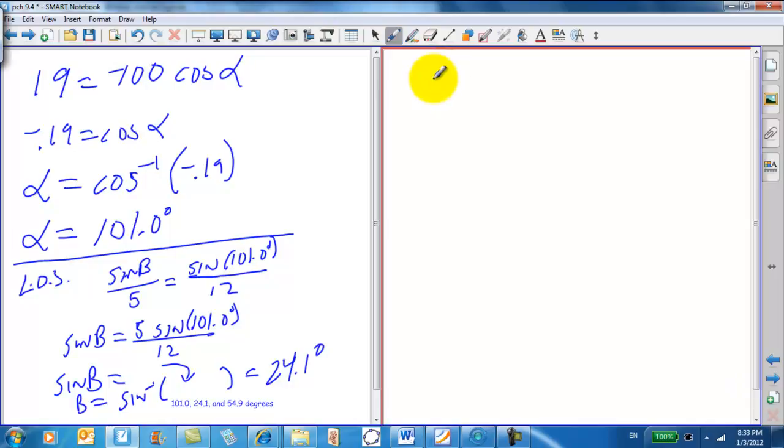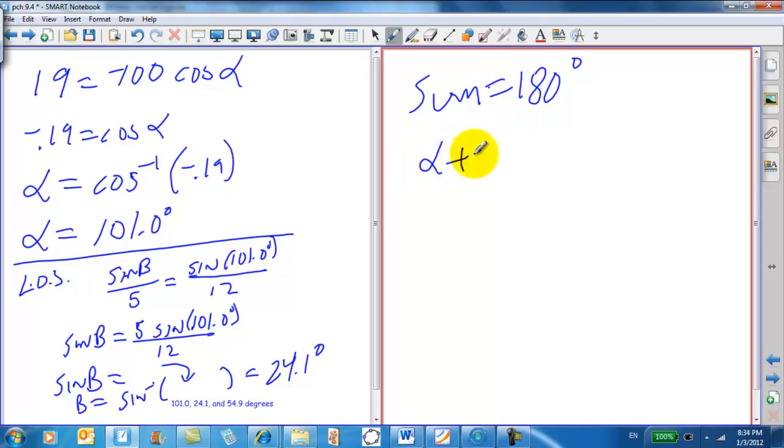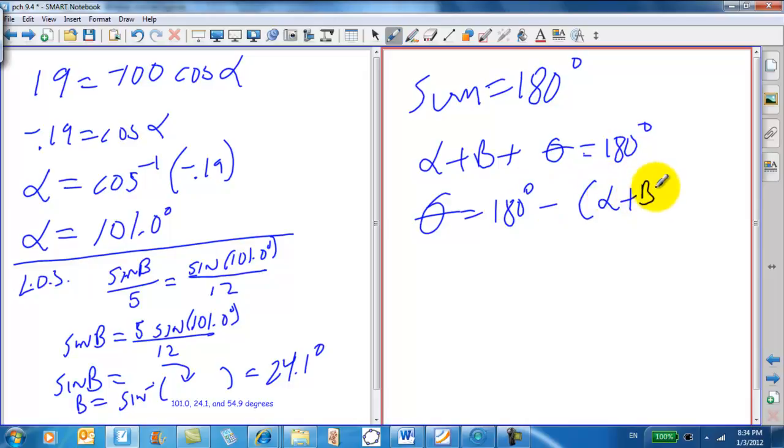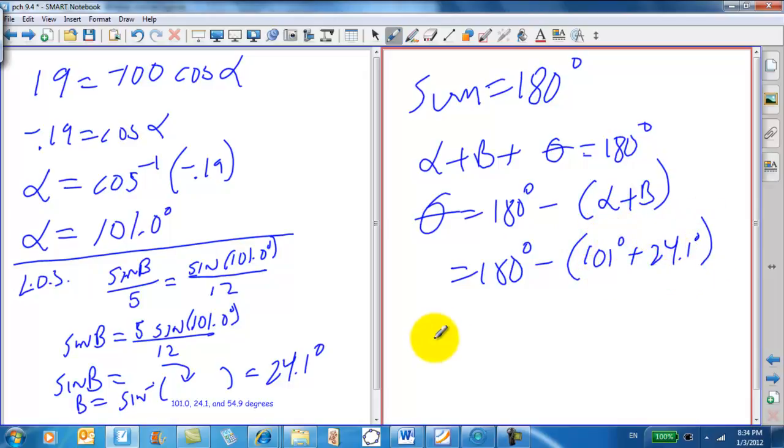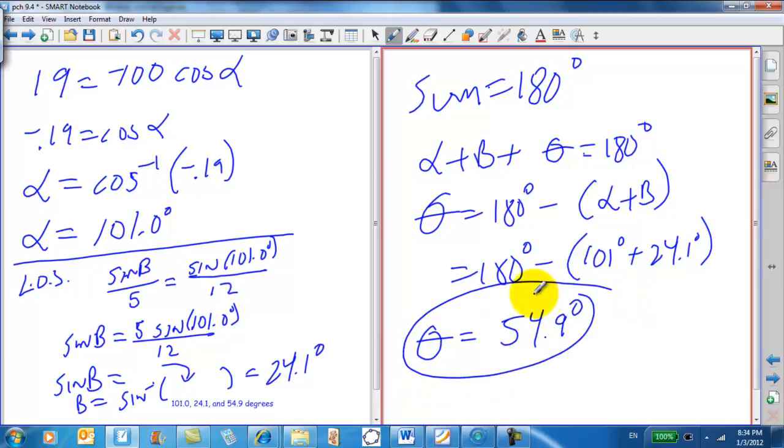Now, for the third angle, use the fact that the sum equals 180. And that's going to be easier than either the law of cosines or the law of sines. And so alpha plus beta plus theta must equal 180 degrees. So theta will equal 180 minus the sum of our other two angles that we found. So we get 180 minus the sum of the 101 degrees plus the 24.1 degrees, and you get our angle theta is 54.9 degrees. So there are the three angles.